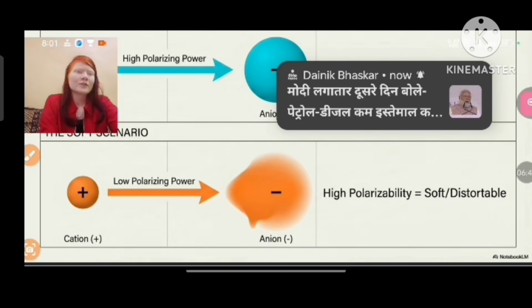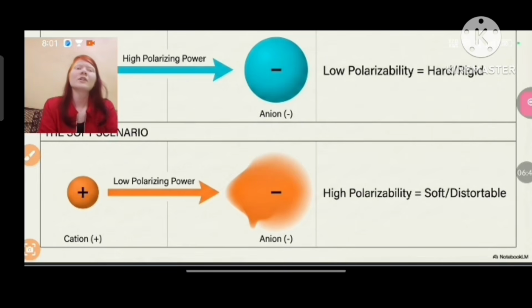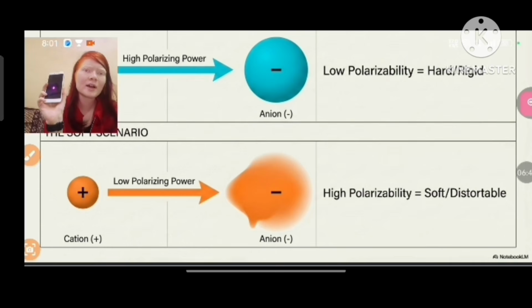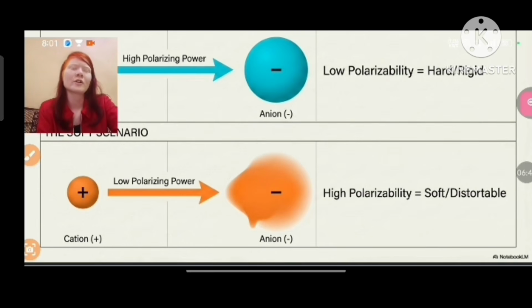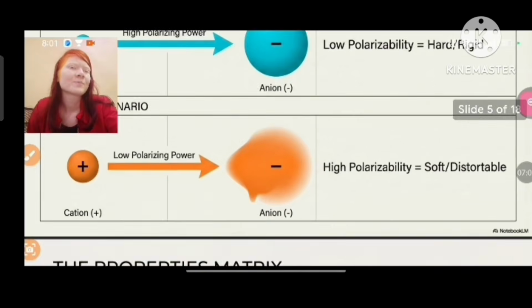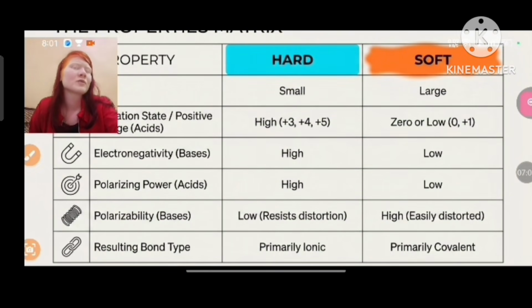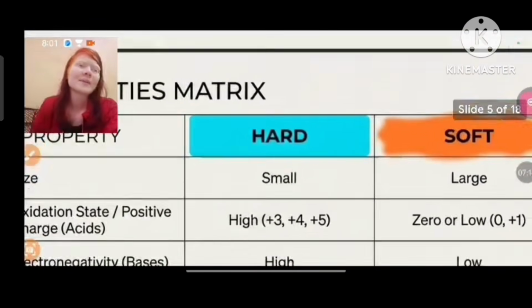And do you like to watch your movie on a smartphone, or do you like to watch a movie in a great cinema hall? What will be the answer? The answer will be a cinema hall, right? So the larger the size, the larger the polarizability. Now let us see which one is the hard acid, which one is the hard base, which one is the soft acid, which one is the soft base. Let us see step by step.